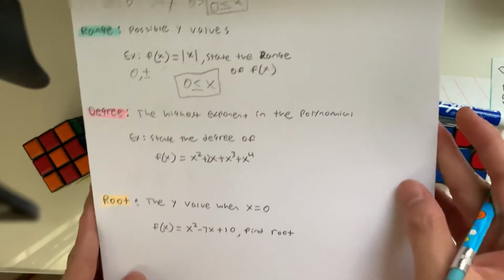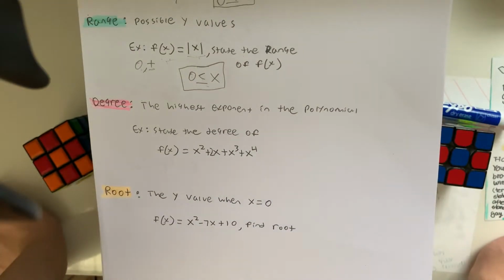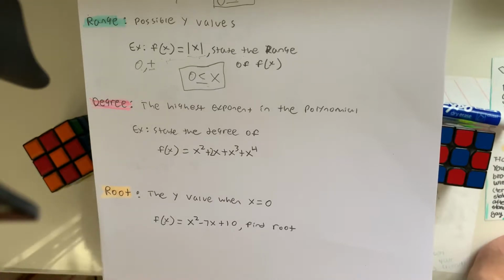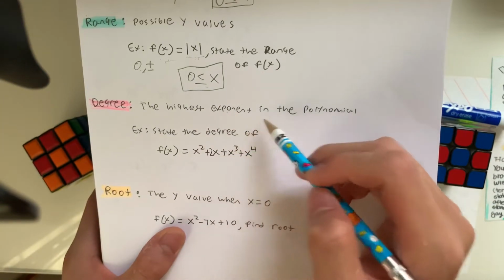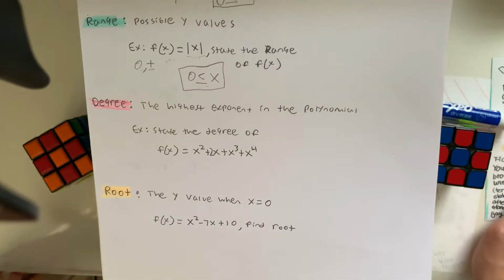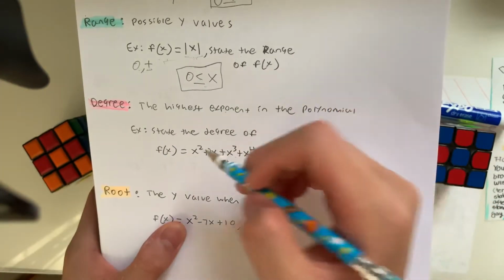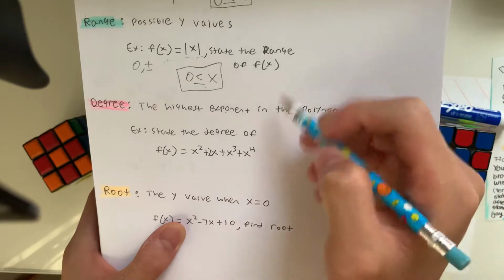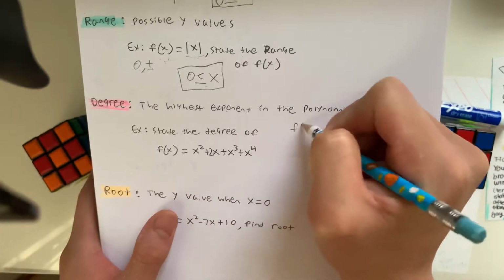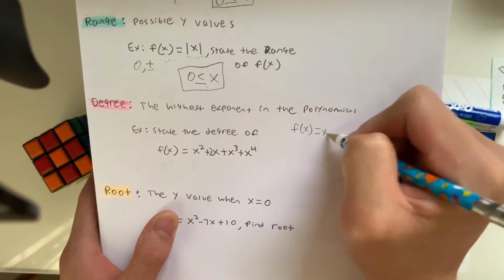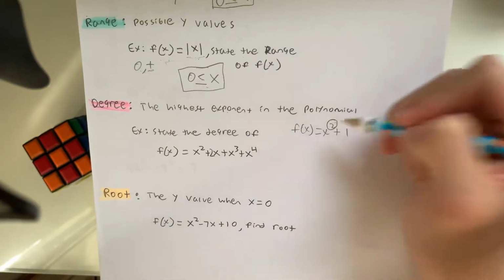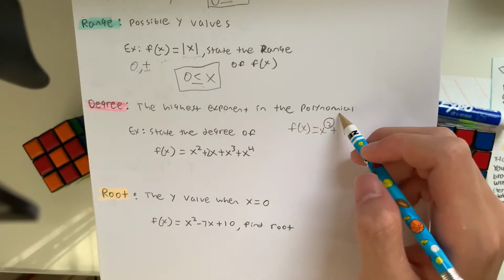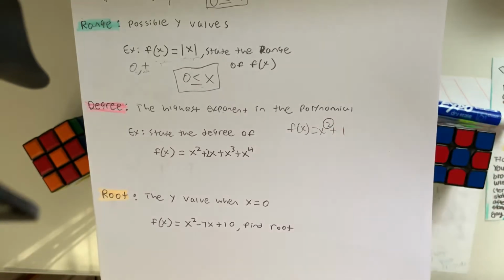And next we have degree, which isn't a term that you hear a lot, but it is a term you might need to know. So the degree is the highest exponent in the polynomial. So what does that mean? It means that you have to find the highest. So for example, if f of x is equal to x squared plus 1, what is the degree? The degree is 2, as 2 is the largest exponent in this case.